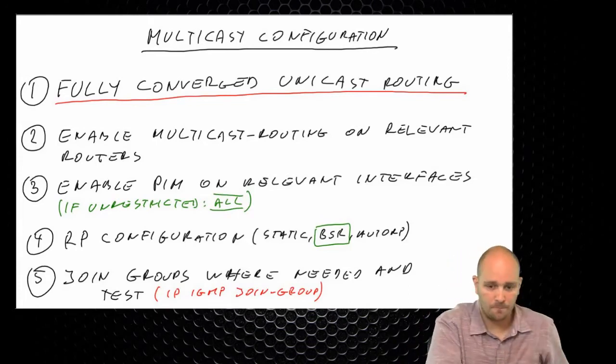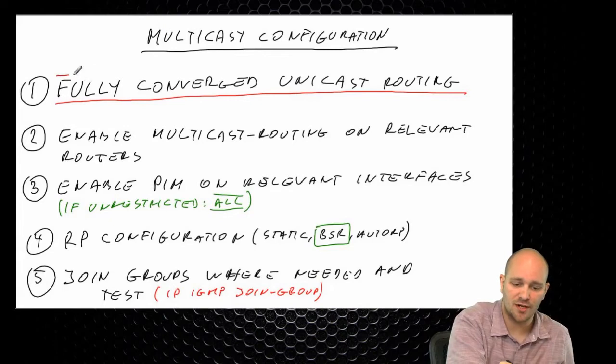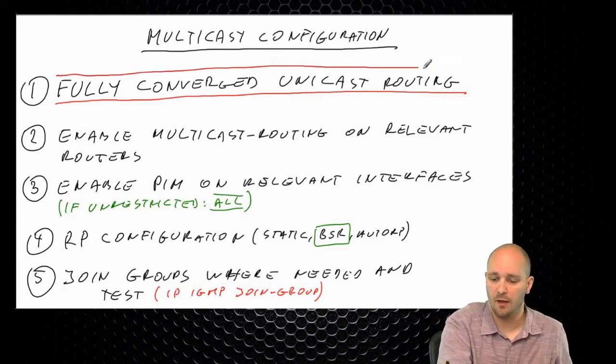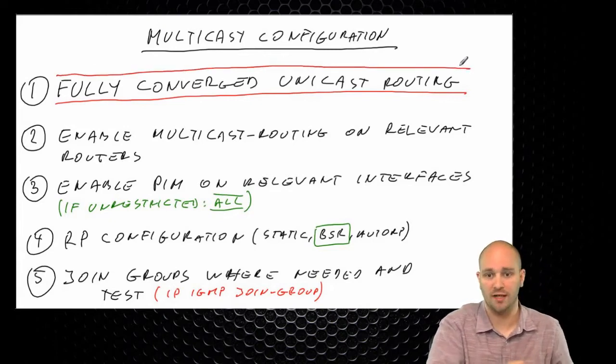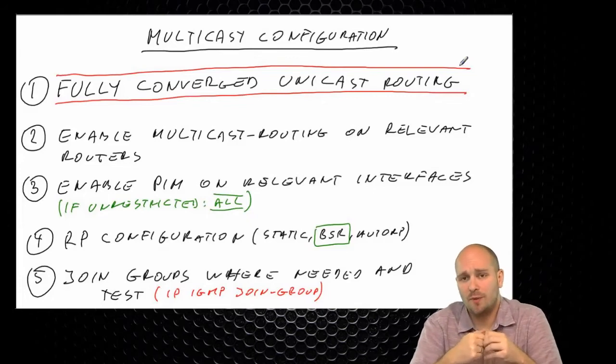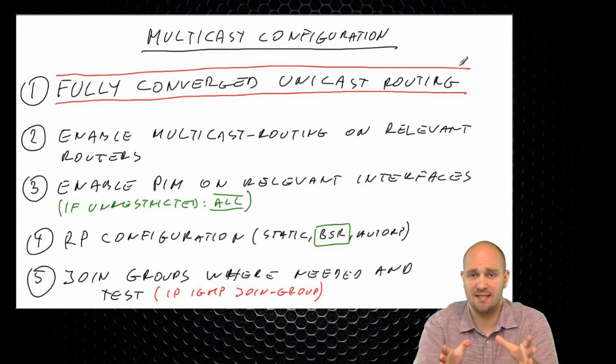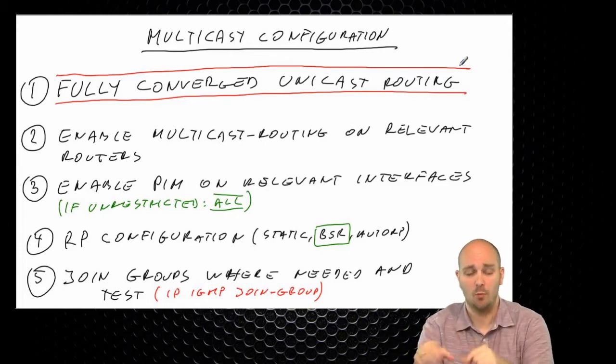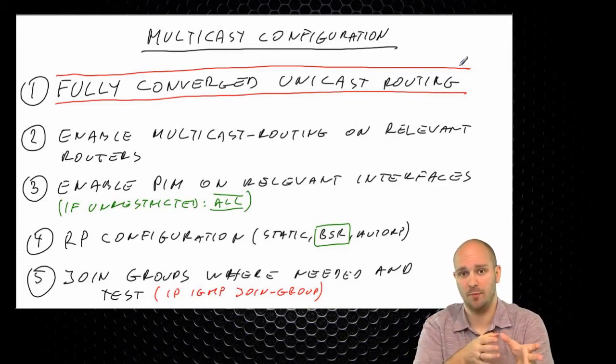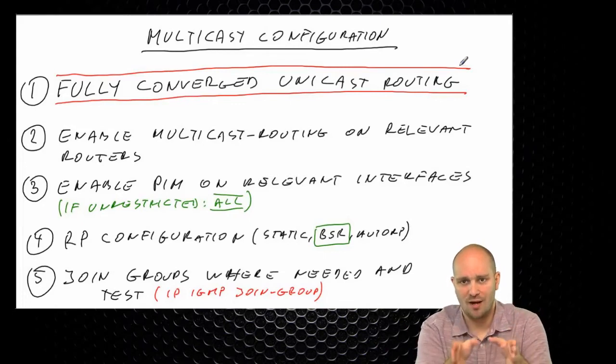Now, again, I cannot stress this enough. Fully converged unicast routing. Now, this is going to be number one issue that you are going to be dealing with multicast, is that you think that you have a multicast problem when in fact there is some unicast reachability problem. Why? Because unicast routing table is actually used by default for RPF verification. If your unicast doesn't work, your multicast will not work.